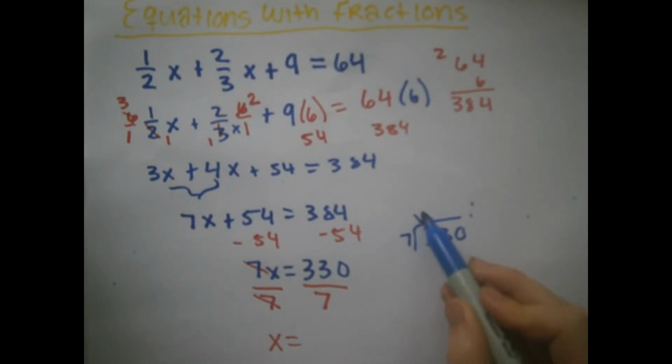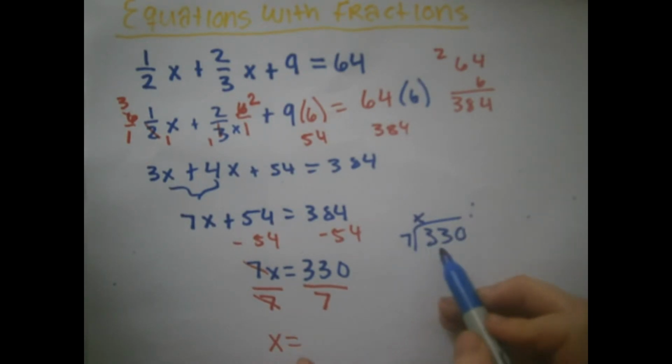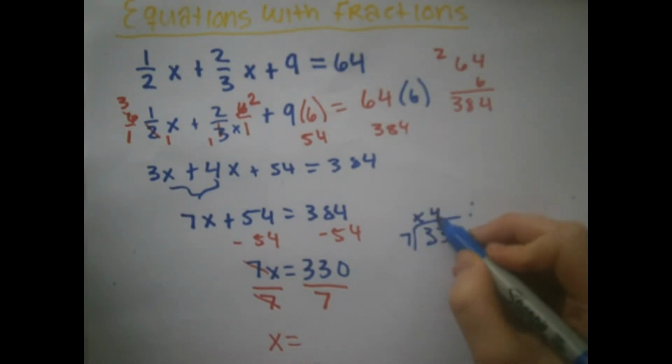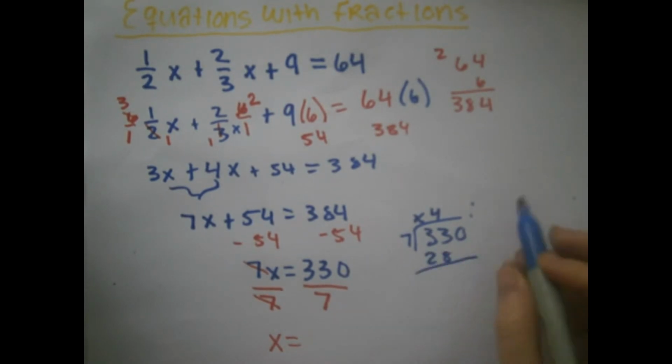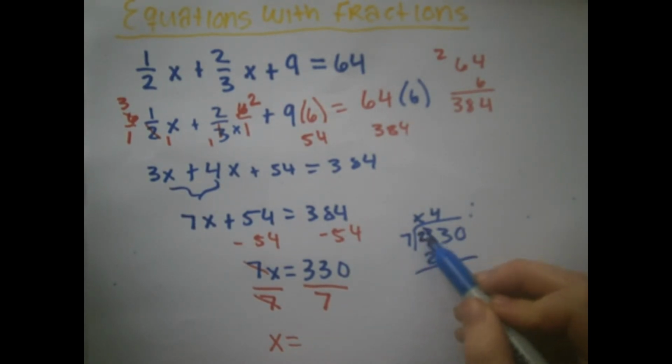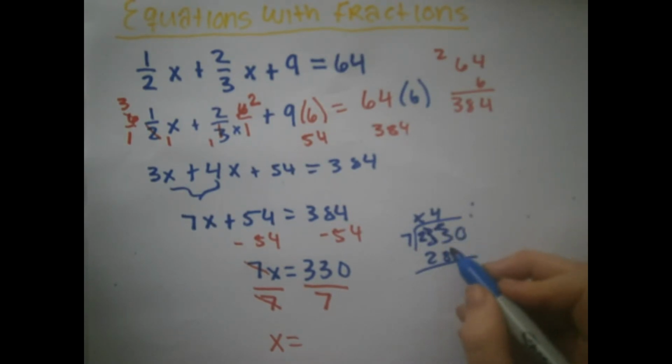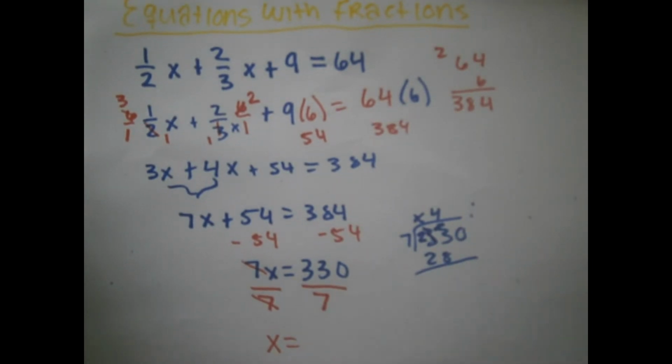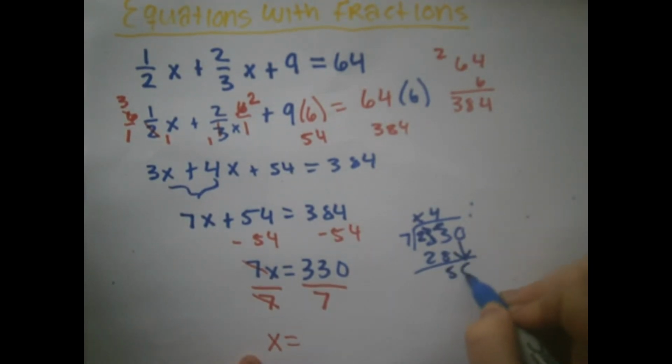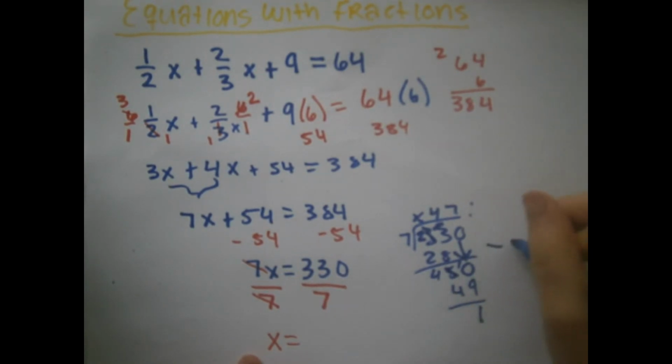So let's see, 330 by 7. 7 can't go into 3, but 7 can go into 33 4 times, right? So let's put our 4, let's put our 28. We're going to have to borrow from our neighbor. Make that a 2, make that a 13. 13 minus 8 is 5. We're going to have to bring down our 0. So 7 into 50 is 7 times. So that'll be 49. So gotta borrow, make that a 1. Okay, so 10 minus 9 is 1. So what we have left is 47 and 1/7.